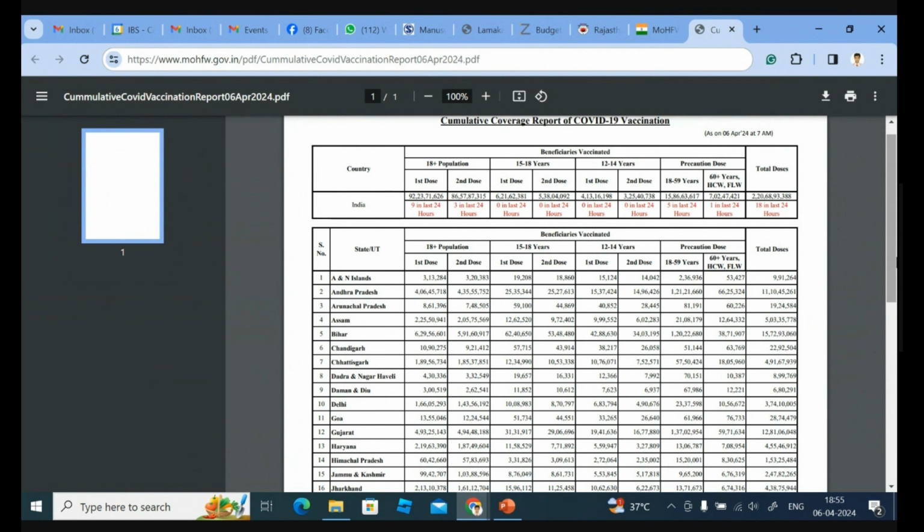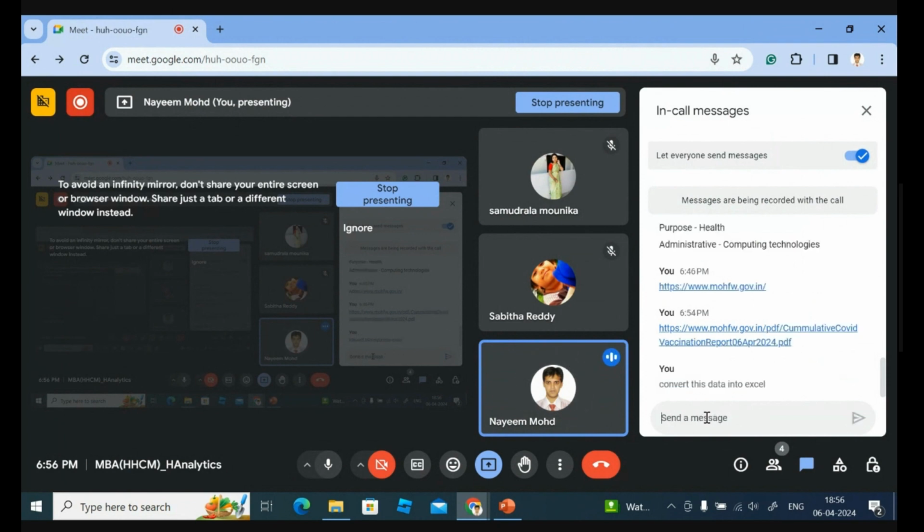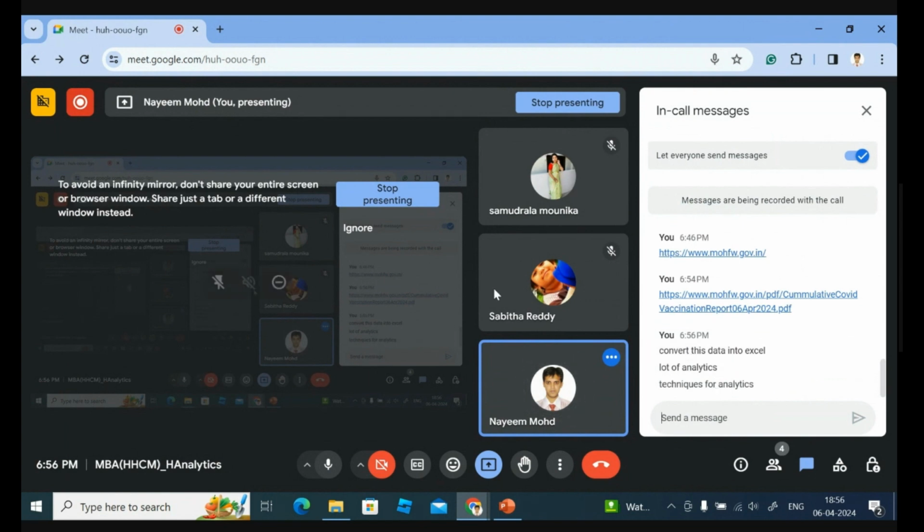Are you all with me? Hello. Yes. So this is the one PDF. Please convert this data into Excel so that you can do a lot of analytics and use techniques for analytics. Okay, is that fine with you, all of you?